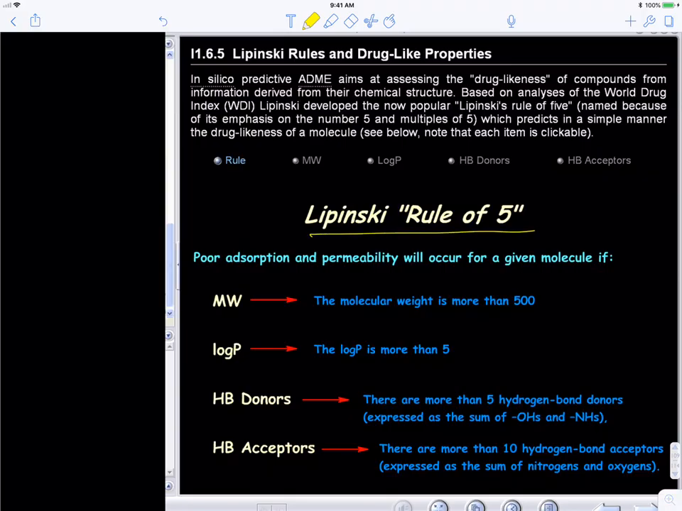The Lipinski rule of 5 states that poor absorption and permeability, so poor ADME, will occur if a molecule has a molecular weight greater than 500, log P more than 5, and we'll see log P in the next module, but basically it's a measure of hydrophobicity. If the hydrogen bond donors are more than 5, and those are expressed as numbers of hydroxy groups and amine groups. And if the hydrogen bond acceptor groups are more than 10, and this is expressed again as a sum of nitrogens and oxygens in the molecule.